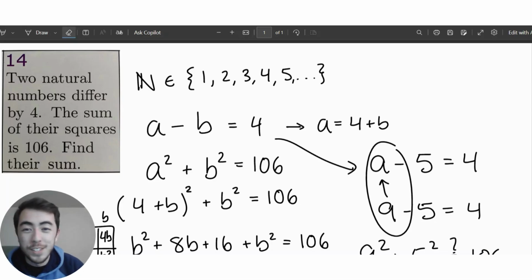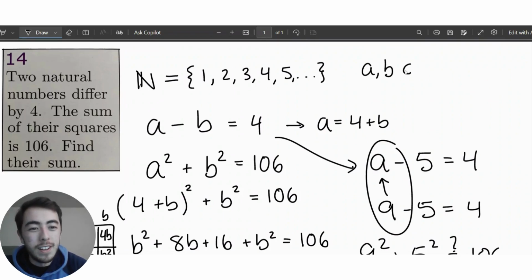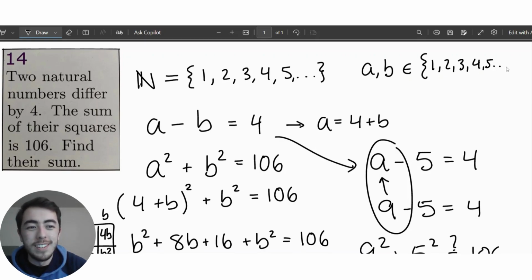After all of that, I just realized that my notation was wrong somewhere. The natural numbers is the set equals the set 1, 2, 3, 4, 5, and so on. Rather, a and b, the numbers that I found, 9 and 5, those are elements of the set 1, 2, 3, 4, 5, and so on.